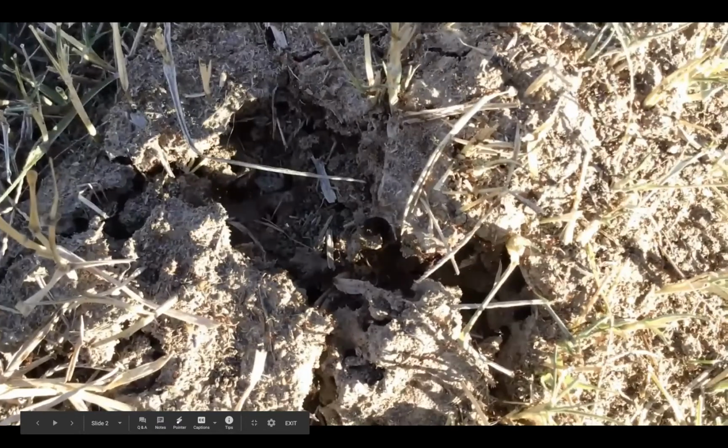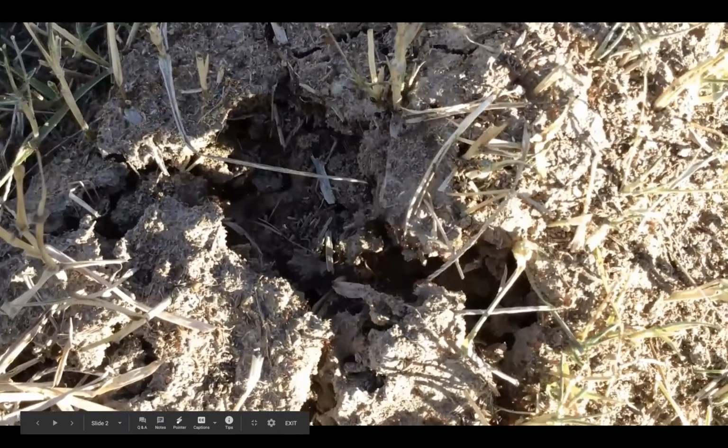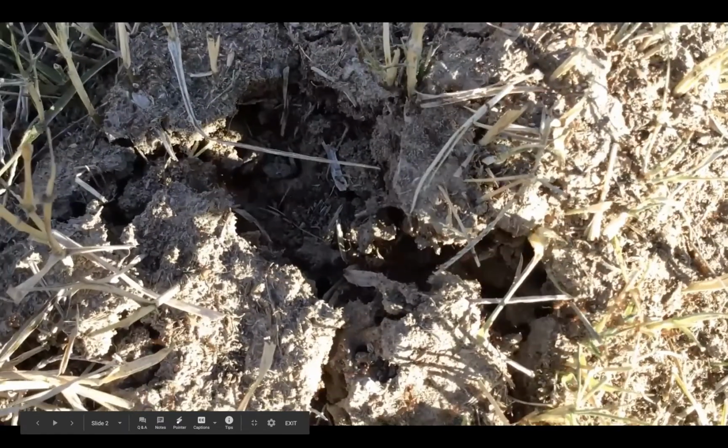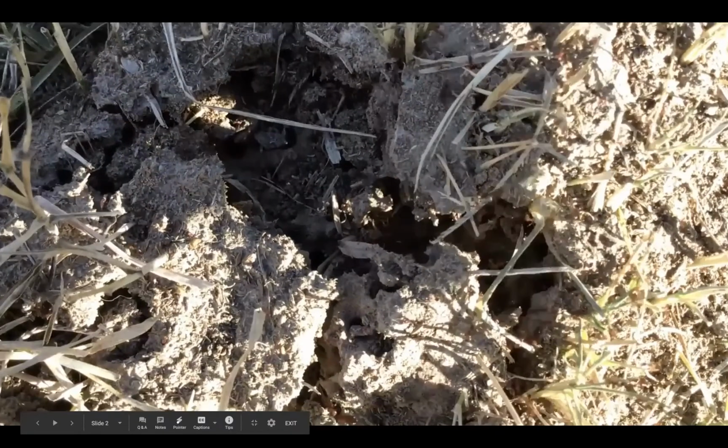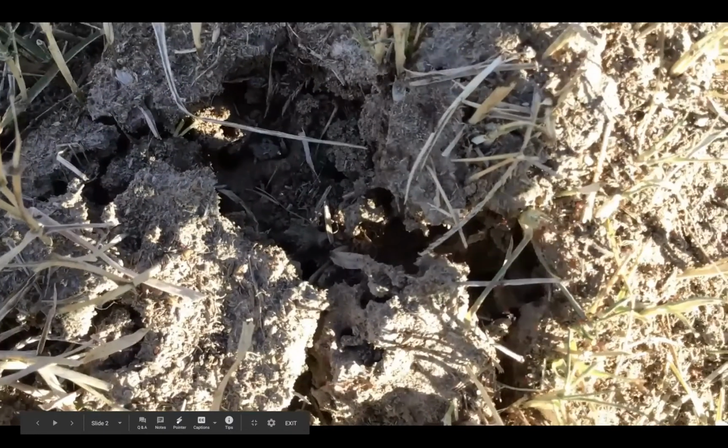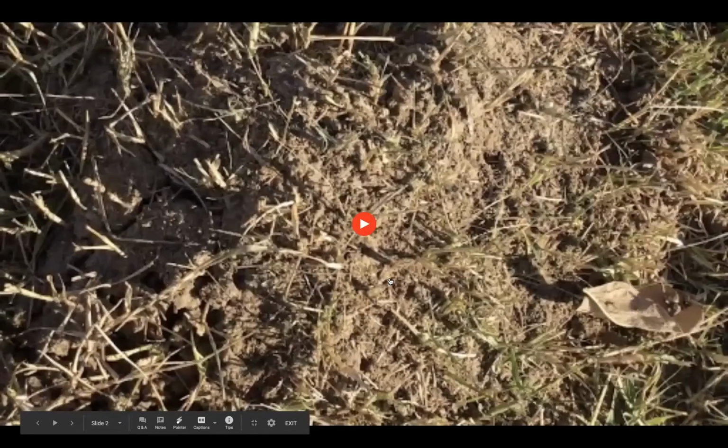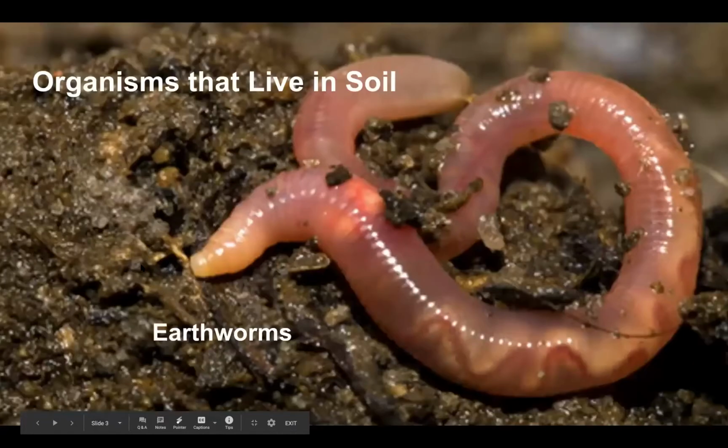If it weren't for organisms like ants digging up the soil, aerating it, the soil would become very compact, and then plants' roots would have a very difficult time growing through that. And let's see if we can go to the next slide here.